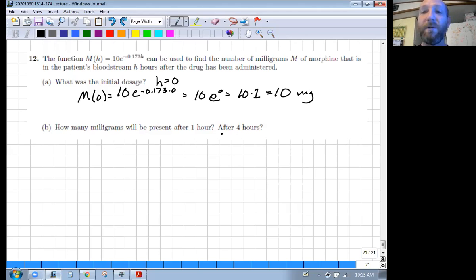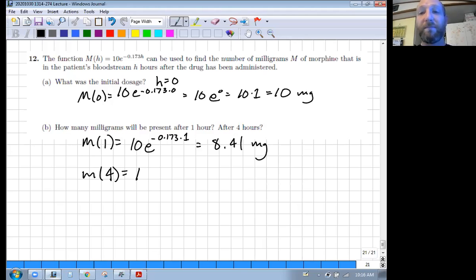All right, after 1 hour and after 4 hours. 1 hour, that's 10e to the negative 0.173 times 1. So let's see, negative 0.173, e to the that, now times 10, equals 8.41 milligrams. So we started off with 10. An hour later, we're down to 8.41.